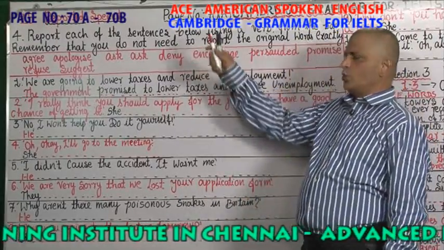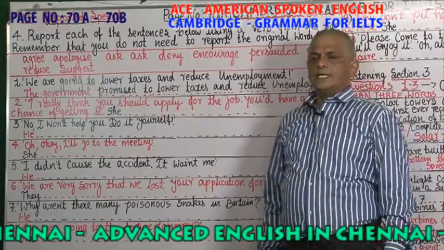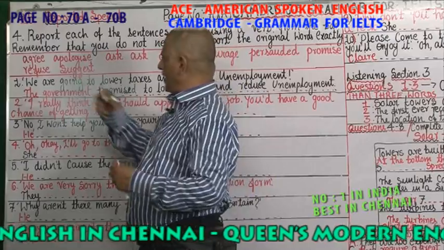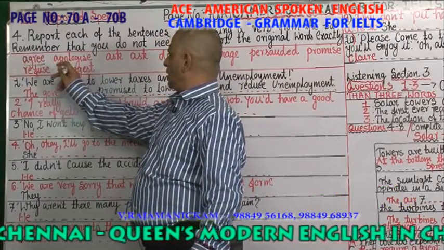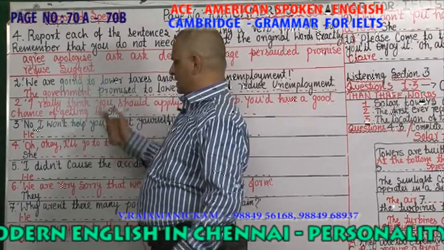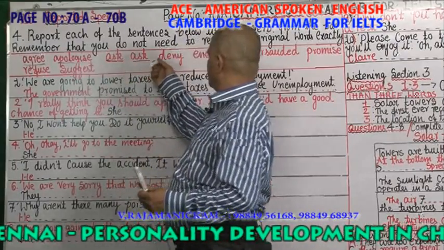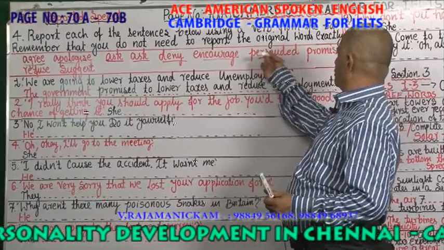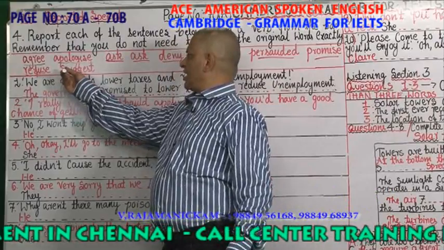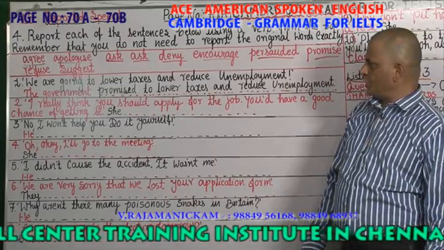So you are using these verbs as reported verbs, and you see the sentence here, and you are not supposed to use the exact words. See, for example, what are the verbs? Agree. Number 2, apologize. Number 3, ask. Deny. Encourage. Persuaded. Promise. Refuse. Suggest. So these are the verbs which we use in reported speech.